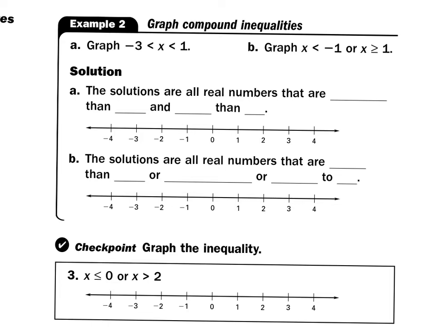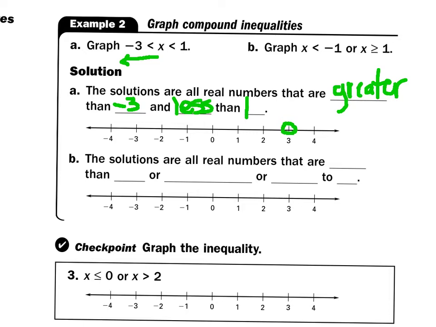Example 2, graph compound inequalities. A, graph -3 is less than x and x is less than 1. The solutions are all real numbers that are greater than -3 and less than 1. So notice that I have less than signs, not less than or equal to. So these are open dots. I need to make an open dot at -3. When you're reading this, start with x and read toward your numbers. So x is greater than -3.